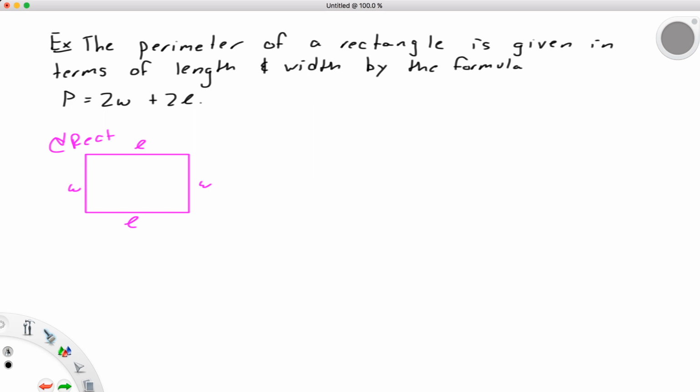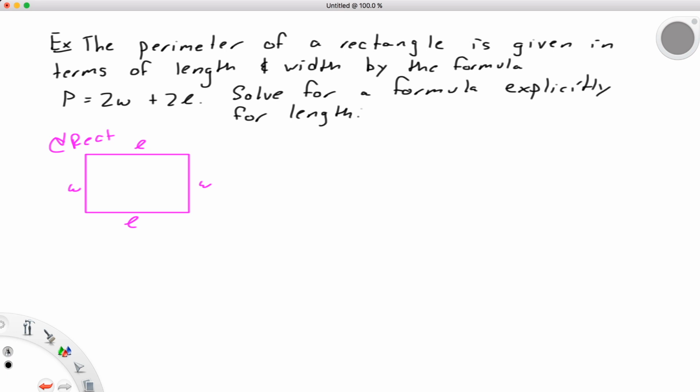Okay, one thing that we can do is rewrite this formula to solve explicitly for length. And so if we can solve for L, then no matter what that width is that we know we want, we can figure out what length we can make with the perimeter of fencing that we have. So we can do sort of the same thing here as before. We will solve for L.